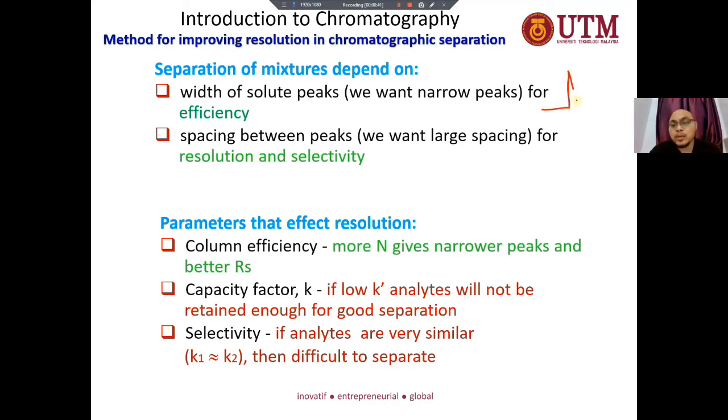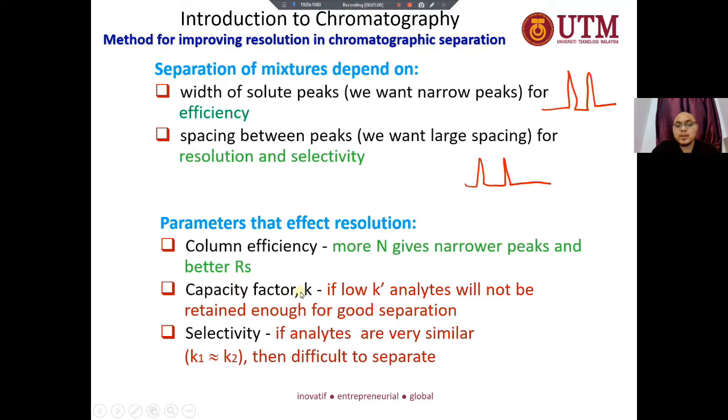So here we want to get a sharper peak. In the spacing between peaks, we want the baseline to be large. The separation between two peaks or two analytes, we want it well separated. For the column efficiency, more N gives narrower peaks and better Rs.